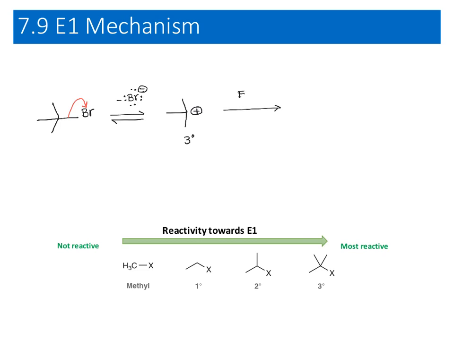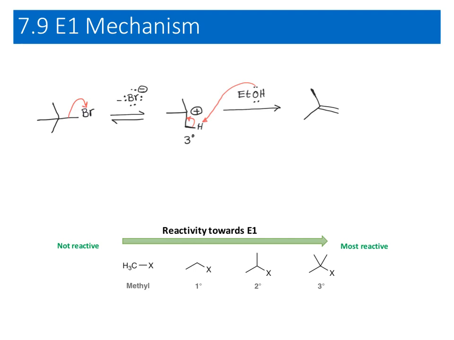we are going to have a weak base. So, with E1, we are using a weak base, such as ethanol. So, the base will take the beta proton and forms a double bond. So the product is still an alkene.